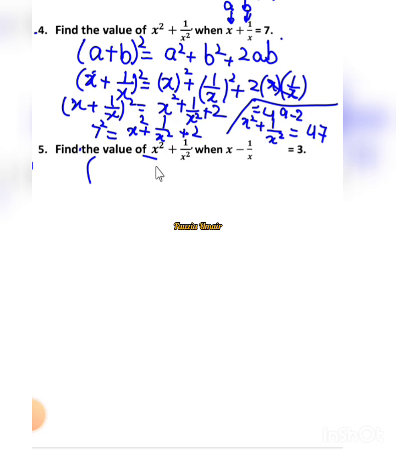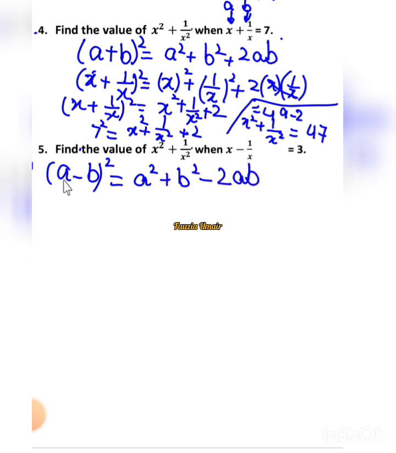Now let's look at this last question. This is also a very interesting question. You need to find out the value of x² + 1/x² when you know x minus 1 by x. This is telling you that this is a square plus b square, but this time the value of minus is given. So I will apply formula number 2. Formula number 2 is (a − b) whole square is equal to a² + b² − 2ab.